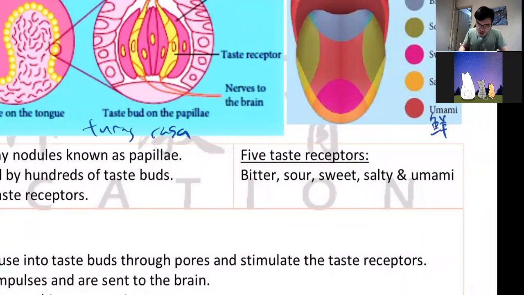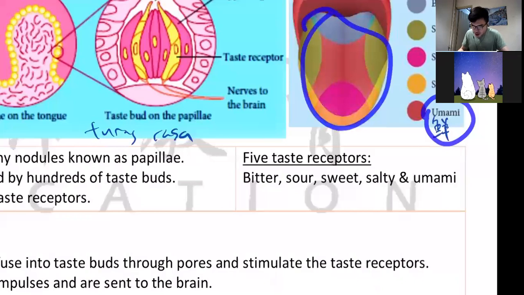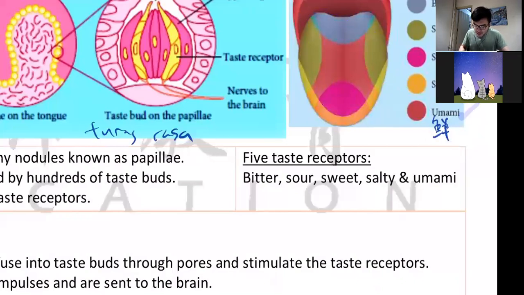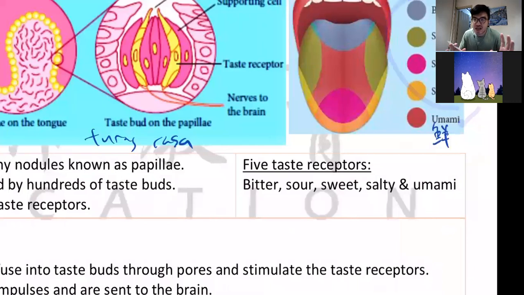What is umami? Umami is a very special sense. By the way, your whole tongue can detect umami. When you stimulate umami, every sense gets enhanced. You learned this before, that's good. You enhance everything. Bitter stuff tastes more bitter, salty stuff tastes more salty, sweet stuff tastes more sweet, sour things taste more sour. It makes your whole tongue a whole new level of sensitive. So this is why when you stimulate your umami, every food tastes better.